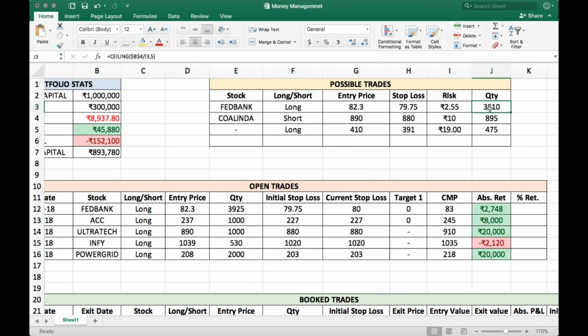Is this clear? Online participants, so far, is this clear?